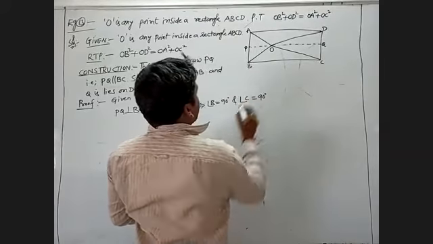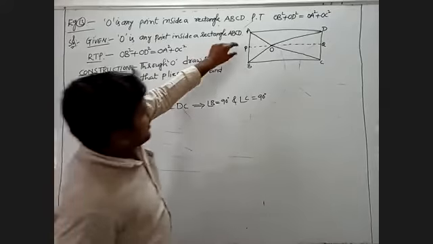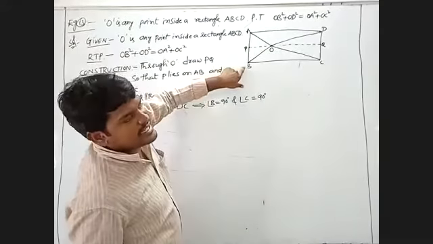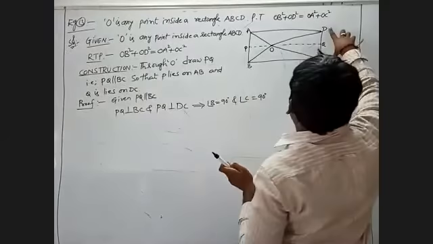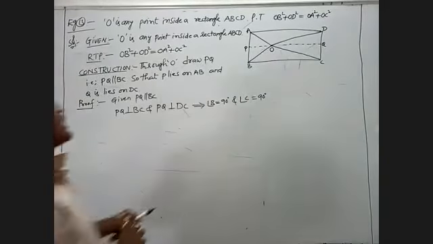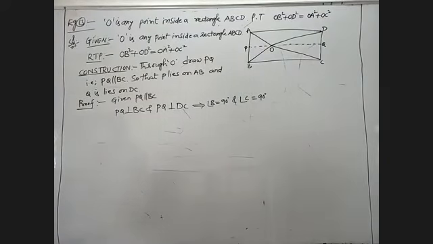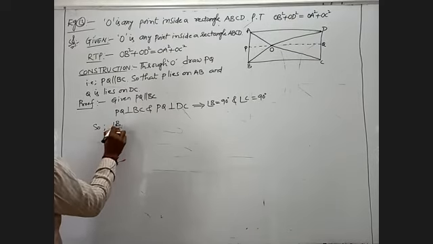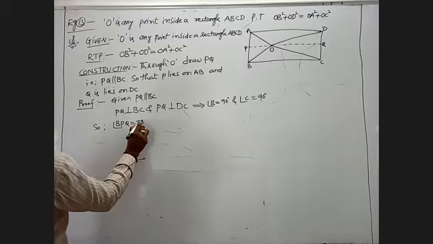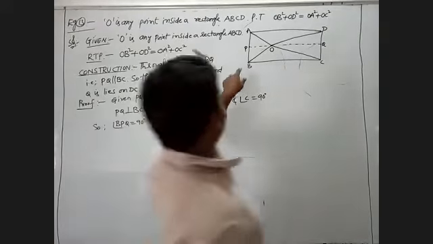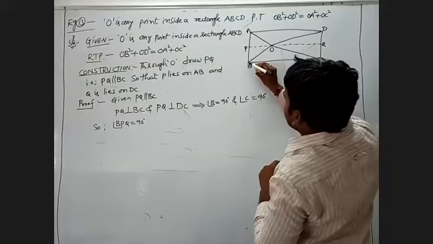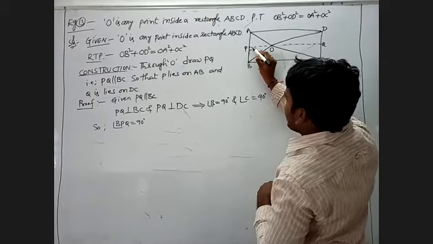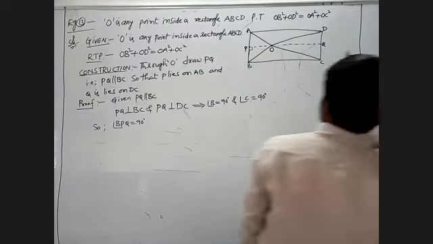Angle C is also 90 degrees. Why? Because PQ is perpendicular to AB means angle B consists of 90 degrees, as well as PQ is perpendicular to DC means angle C also will consist of 90 degrees. So angle BPQ is also 90 degrees. Angle BPQ. This is B, this is P, this is Q. When it is a right angle triangle, angle B must consist of 90 degrees.